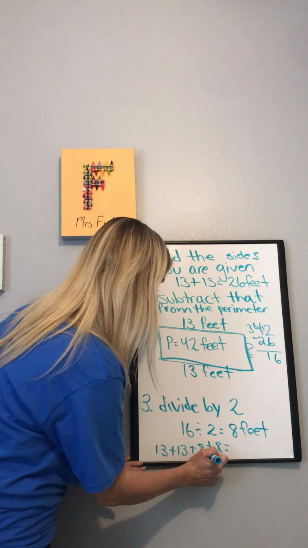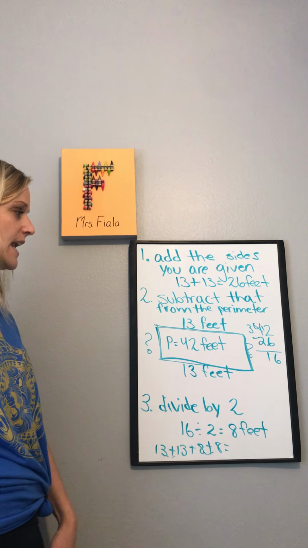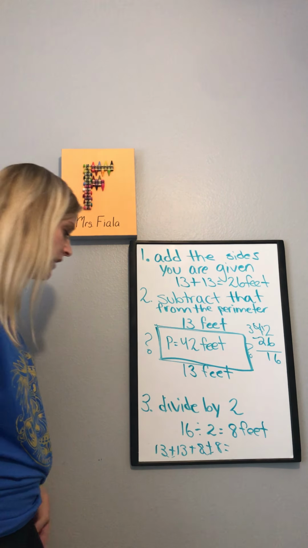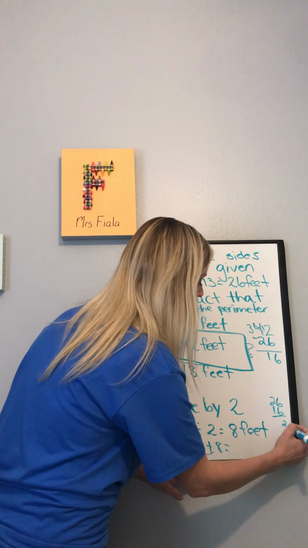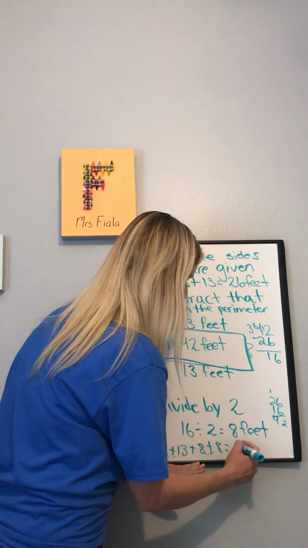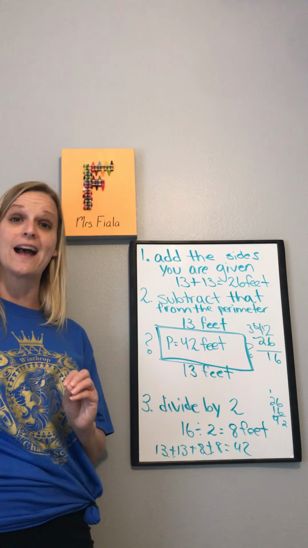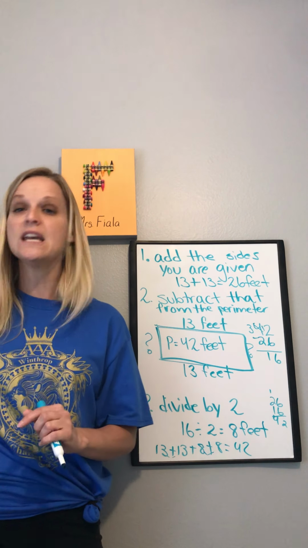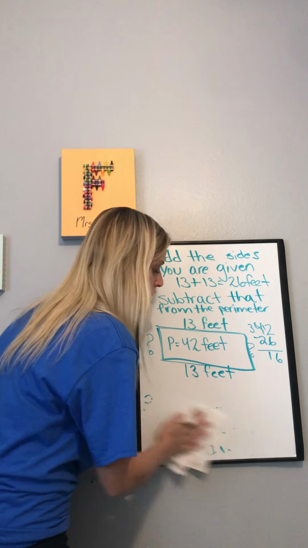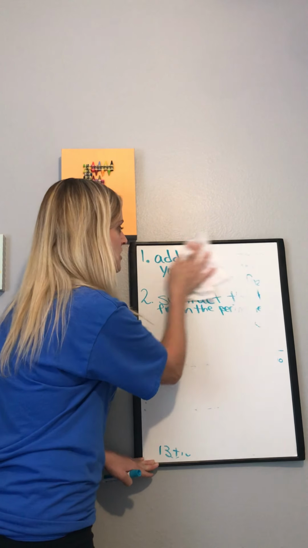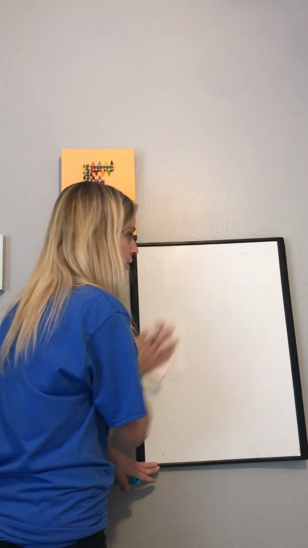So if I do that, 13 plus 13 gave me 26, and 8 plus 8 gave me 16. So if I do 26 plus 16, do I get 42? Yes, I do. So I know my answer is correct. Okay? 3 steps. Alrighty, I'm going to write them down again for you so it's a little easier to see because I did a problem, an example with those steps.